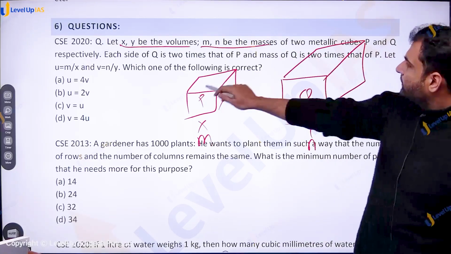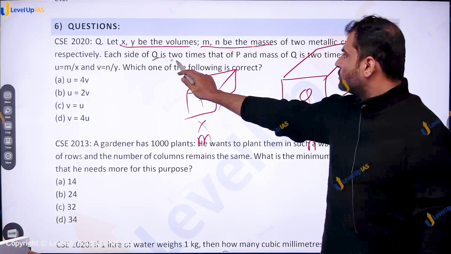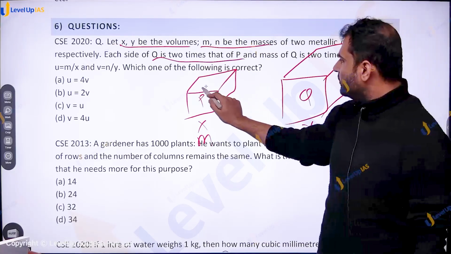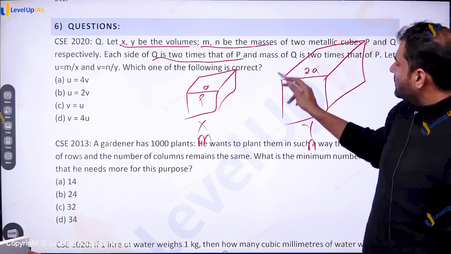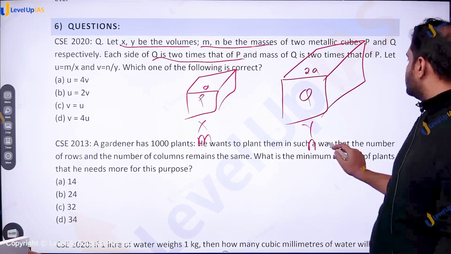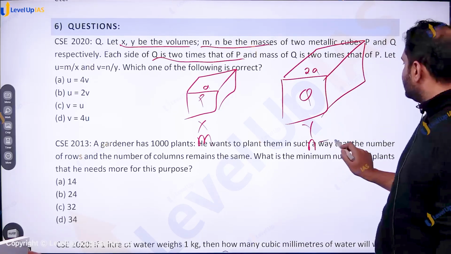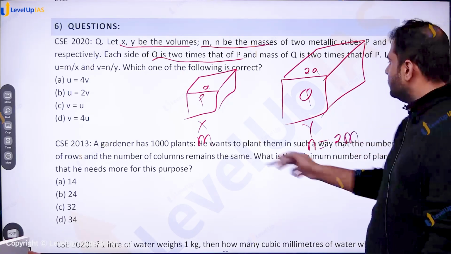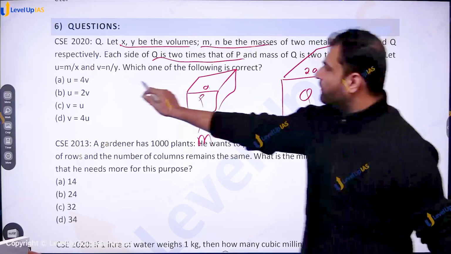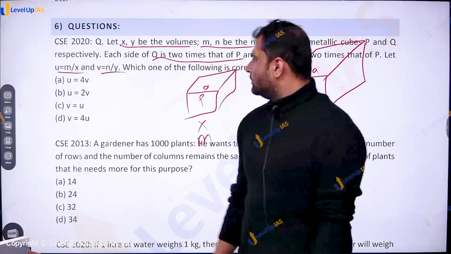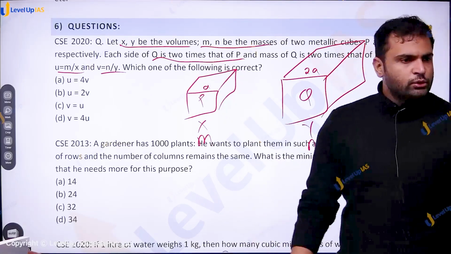What else is given? Side of Q is 2 times that of P. So if side of P is A, then side of Q is 2A. And also given that mass of Q is 2 times that of P. So n is 2 times the mass of P. This is all the information given, and then they have defined two ratios. And we have to find the relation between those two ratios.